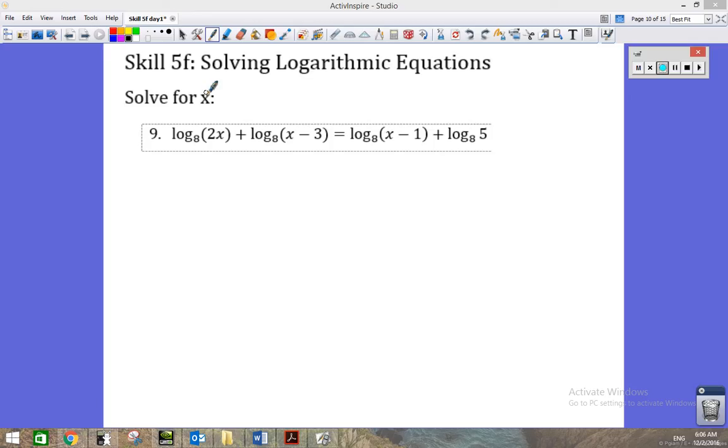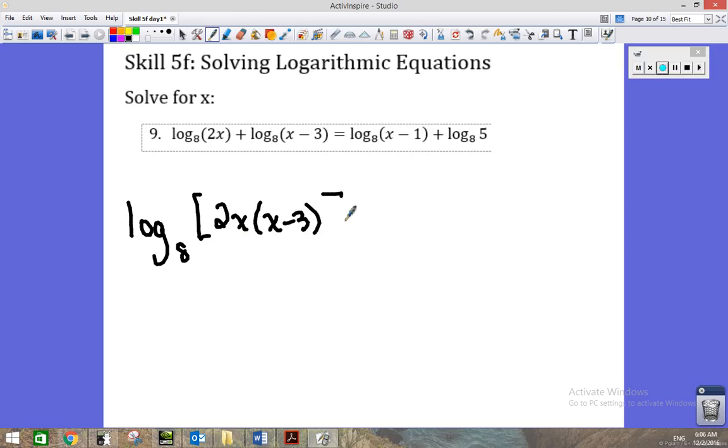On the left hand side we have the sum of two logarithms with the same base. We can write that as a single logarithm by the product rule, that this sum of logs is equal to the product of 2x times x minus 3, and we can write that as a single logarithm. And the same thing over here, we've got 5 times the quantity x minus 1.